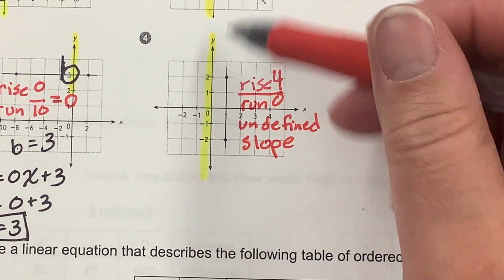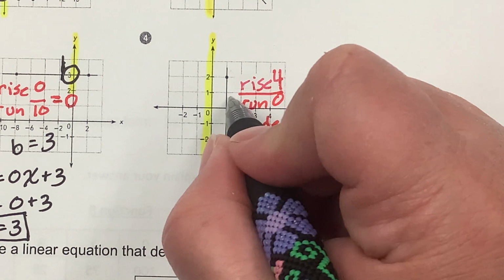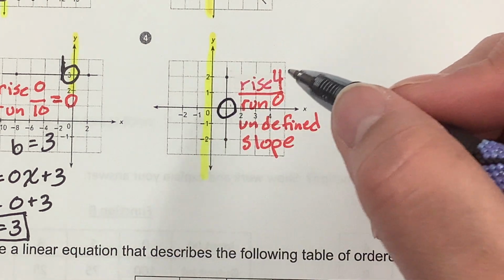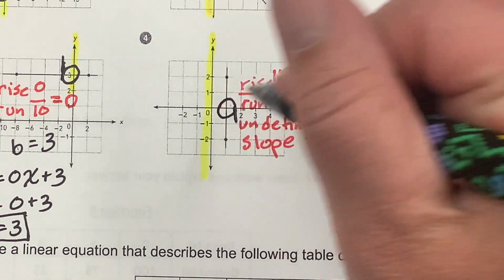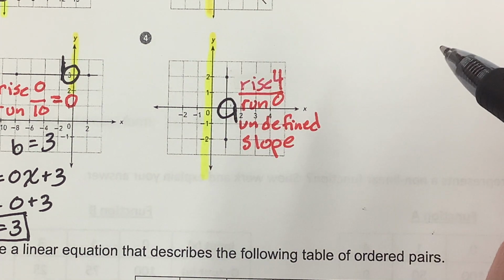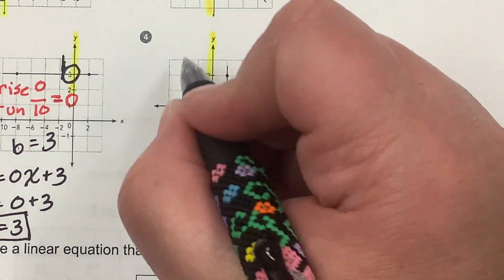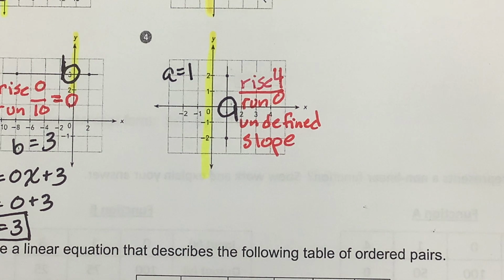And it doesn't even have a y-intercept. But what it does have is an x-intercept. That's A. Remember, because you have an A and a B? A is at 1. This gets interesting. A equals 1. So what does that mean?